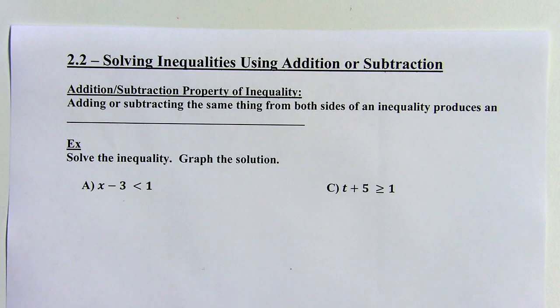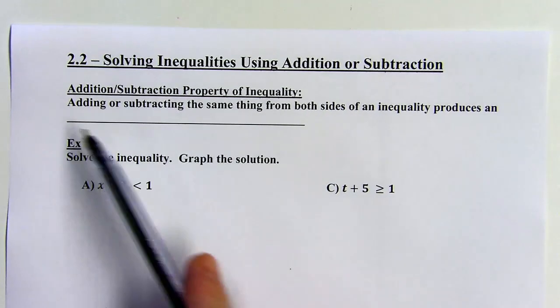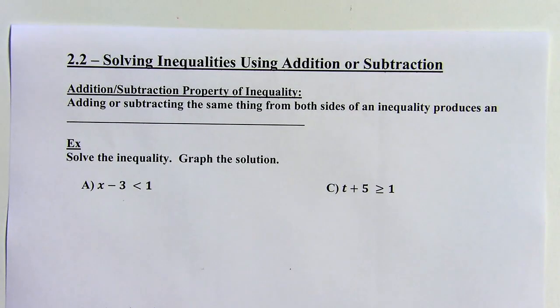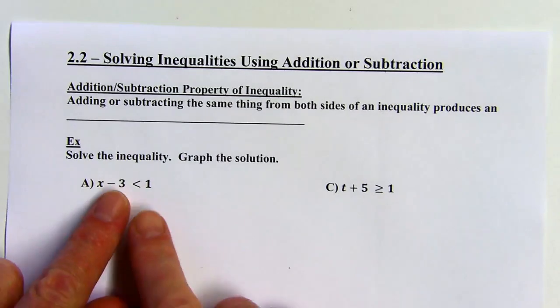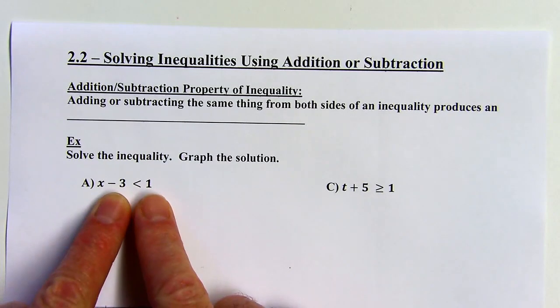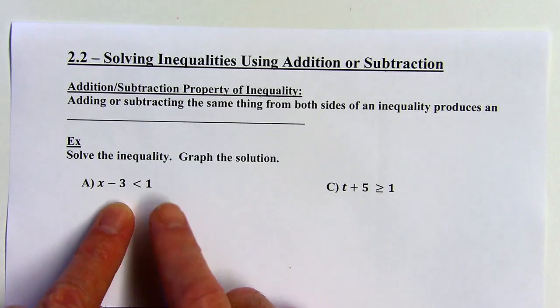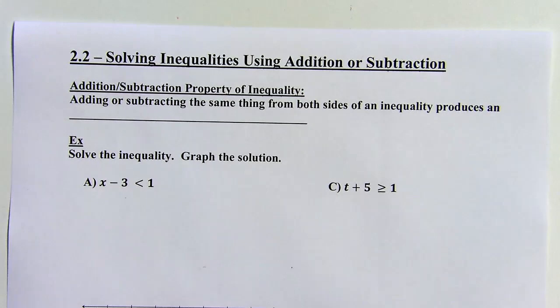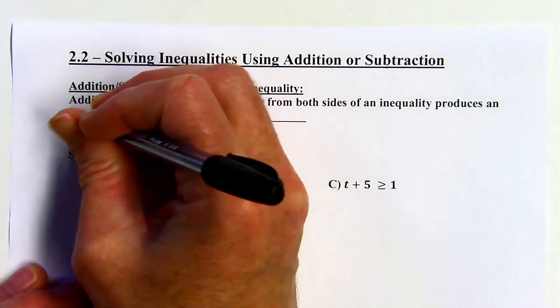Okay, 2.2, solving inequalities using addition or subtraction. So we've got the addition or subtraction property of inequality, and this says that if you add or subtract the same thing from both sides of an inequality, so on this example I'm going to be adding 3 to both sides to get the x by itself, well then it's going to produce an equivalent statement.